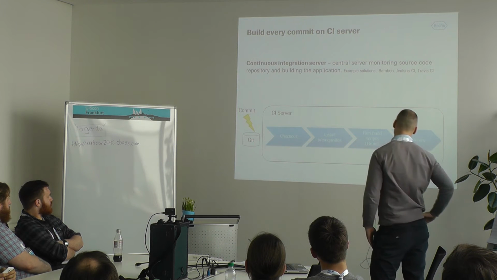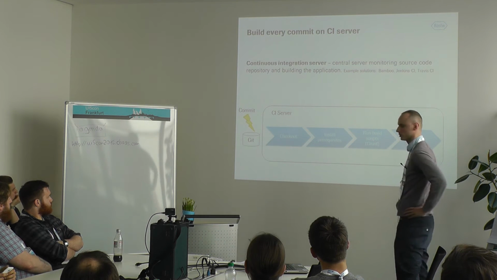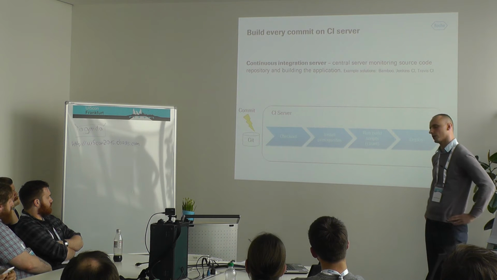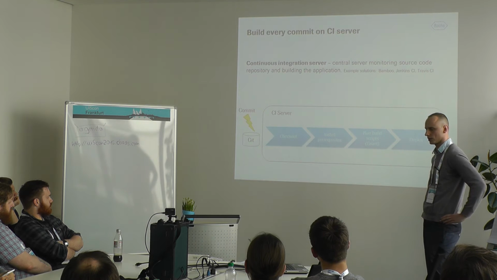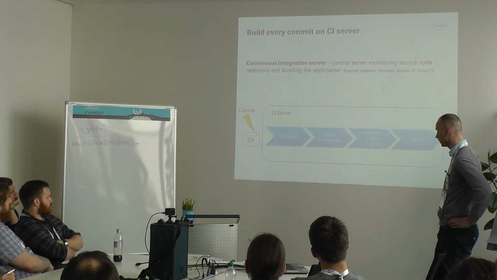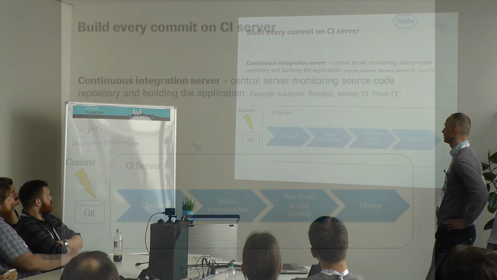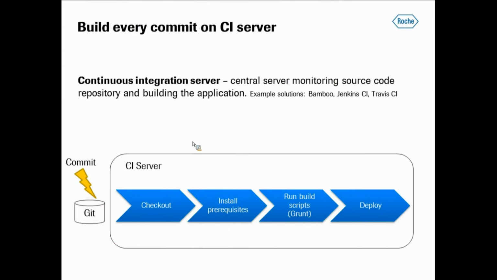Okay, so this was still done on the developer machine. I have my Grunt script and I can run it locally. But the missing part is the continuous integration server. A continuous integration server is a central machine which monitors the Git repository and does the same in the background with every commit, or triggered by a schedule or manually.